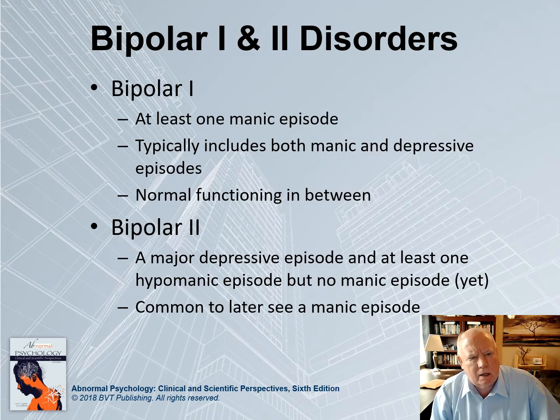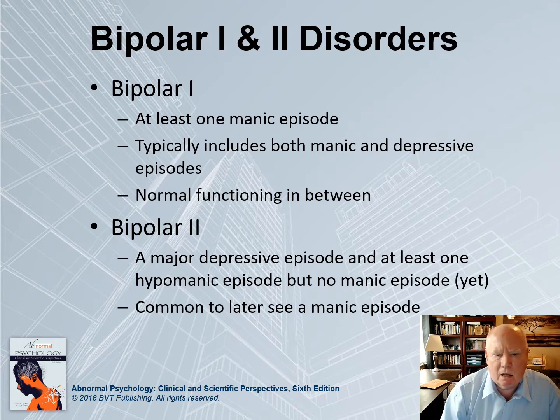Bipolar 1 is defined by having at least one manic episode. Note that even though it's called bipolar, you do not have to have a depressive episode. If you have a manic episode, you likely will have depressive episodes, but the manic episode is all that is required for this diagnosis. Bipolar 2 includes at least one major depressive episode and at least one hypomanic.